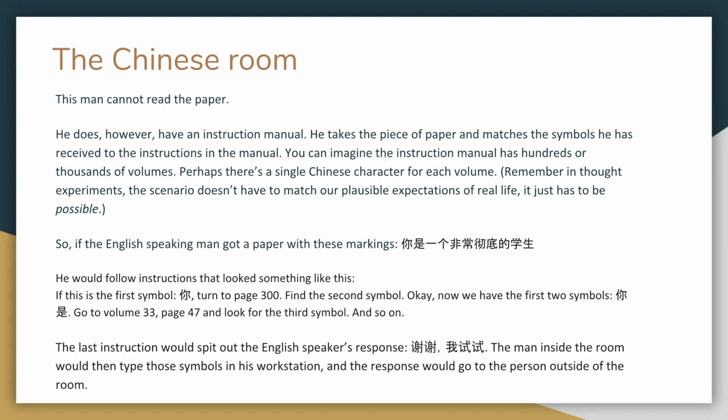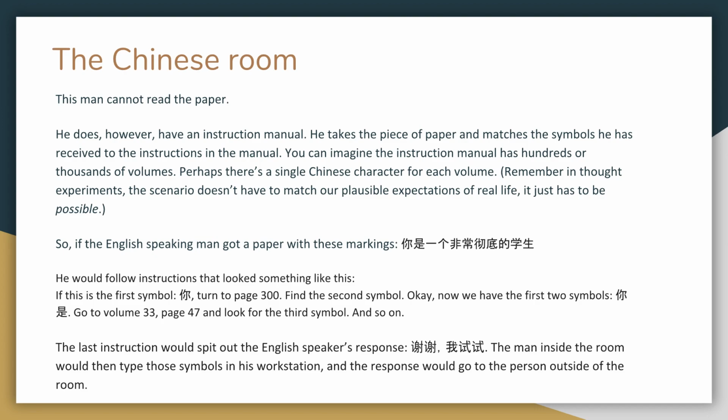He does, however, have an instruction manual. And you can imagine, again, it doesn't have to be realistic in a thought experiment, it just has to be possible. This room that he's in can be the size of a football field. It could have hundreds of volumes. He might have infinite time to reconstruct whatever he needs to perform his job, which we'll get to right now. He takes a piece of paper with the Chinese writing on it, and he matches the symbols that he's received to the instructions in the manual.